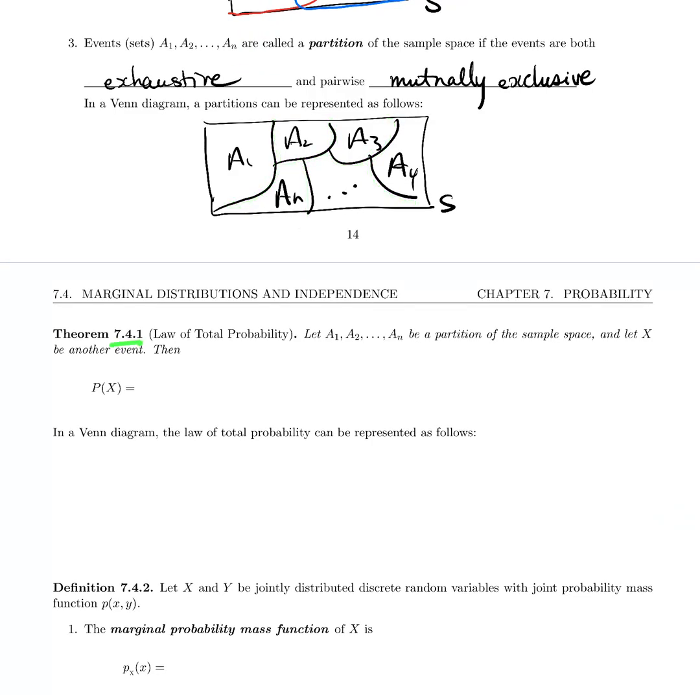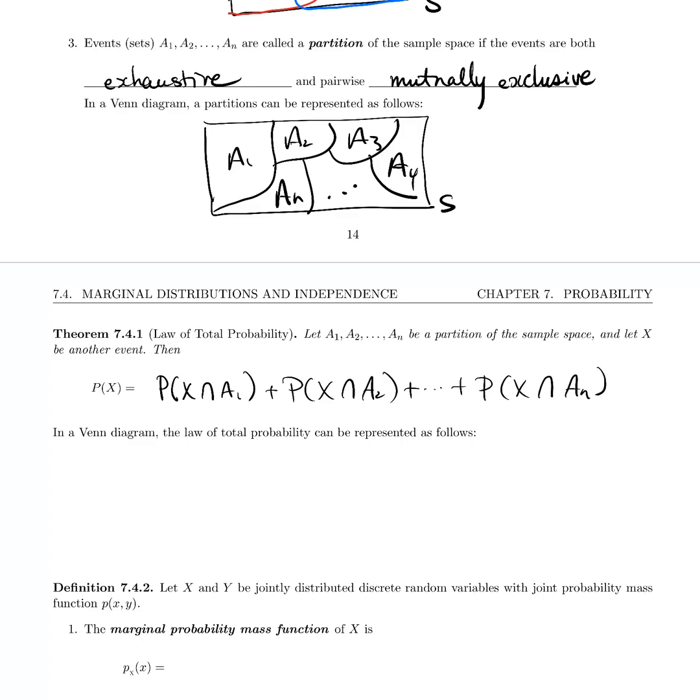Theorem 7.4.1 is the law of total probability, and it is exactly about partitions and another event. Let A1 through AN be a partition of the sample space, and let X be any other event. Then the probability of X is the probability of X intersect A1 plus the probability of X intersect A2, all the way up to the probability of X intersect AN.